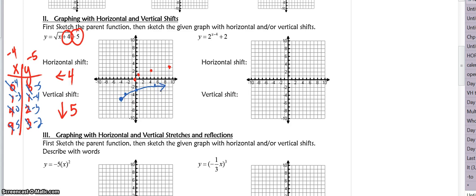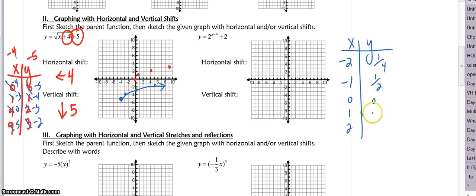Okay, the next one here is our exponential function, and if you recall its original ordered pairs, we start with -2, -1, 0, 1, 2, and we get 1/4, 1/2, 1, 2, and 4. Okay, so when I look at what's happening here, inside of the parent function it says -4. I'm going to do the opposite, because that's an IHOP, and go to the right 4, and then we have on the outside a +2, so it's a vertical shift up 2.